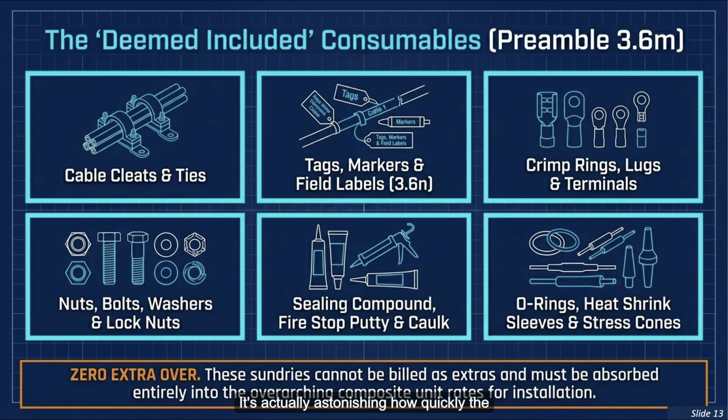It's actually astonishing how quickly the small things add up to massive financial losses. Just think about deemed included consumables: cable cleats and ties, tags, markers and field labels, crimp rings, lugs, nuts, bolts, and washers, sealing compounds, and fire stop putty. There is absolutely zero extra over for these. These sundries cannot be billed as extras. A client is just not going to pay an additional invoice for O-rings and heat shrink sleeves. They must be absorbed entirely into the overarching composite unit rates for installation, which naturally requires meticulous historical data and discipline to price accurately within your base rates.